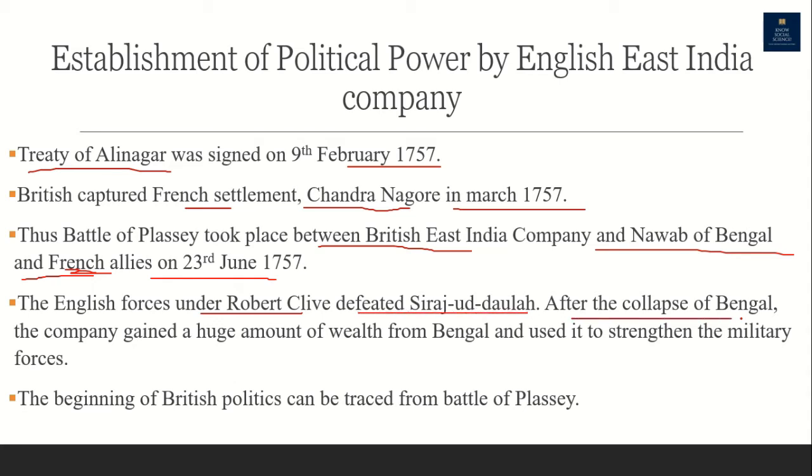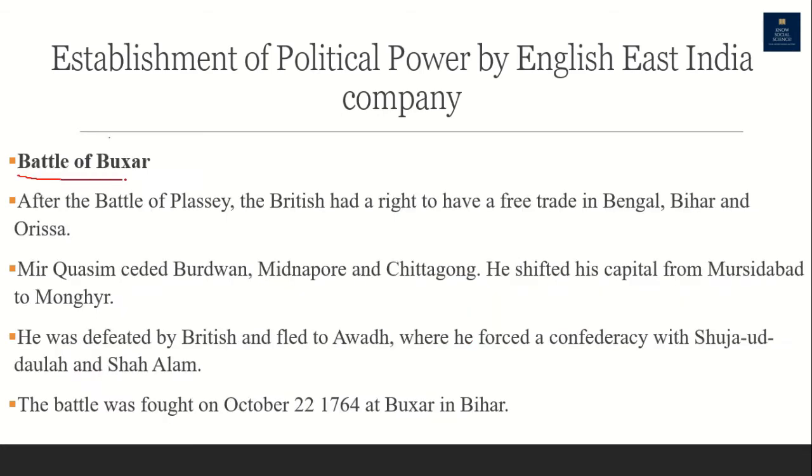After the collapse of Bengal, the Company gained a huge amount of wealth from Bengal and used it to strengthen its military force. The beginning of British political power over India may be traced from the Battle of Plassey. It was the most decisive battle that marked the beginning of British rule in India for the next 2 centuries. Next, we will see the Battle of Buxar.